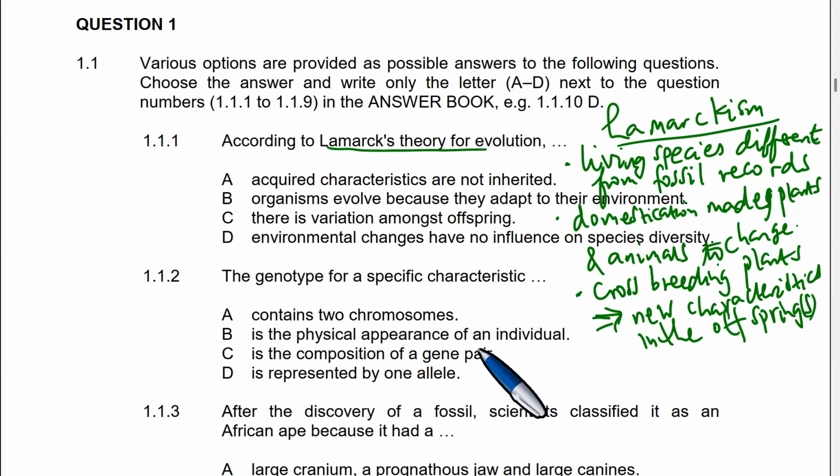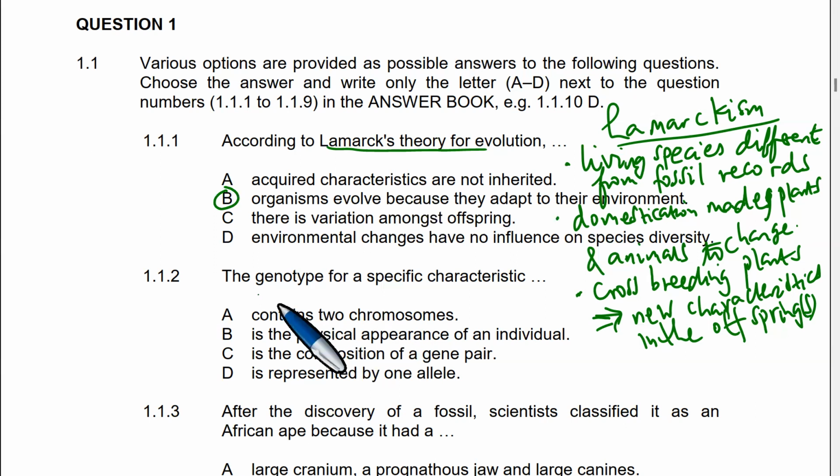Right, so we need to study this very carefully and answer the questions that follow in 1.1.1. And now it is very clear at this point that organisms evolve because they adapt to their environment, according to Lamarck's theory of evolution, so that becomes the answer. It is actually option B, because you can see that the living species are different from fossil records. So Lamarckism actually says that there's always a change. The crossbreeding plants will develop new characteristics, and domestication will make the plants and the animals change. If you take them from the bush and bring them home, they're going to change. The dogs that were in the bush and now were brought home undergo some change.